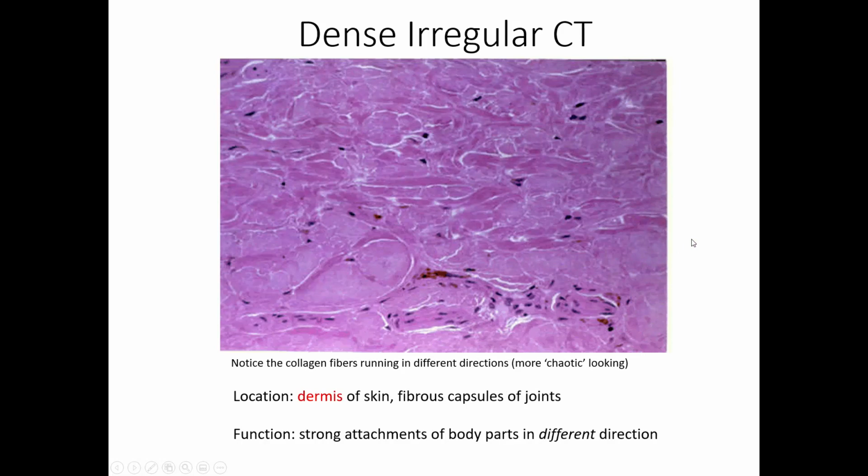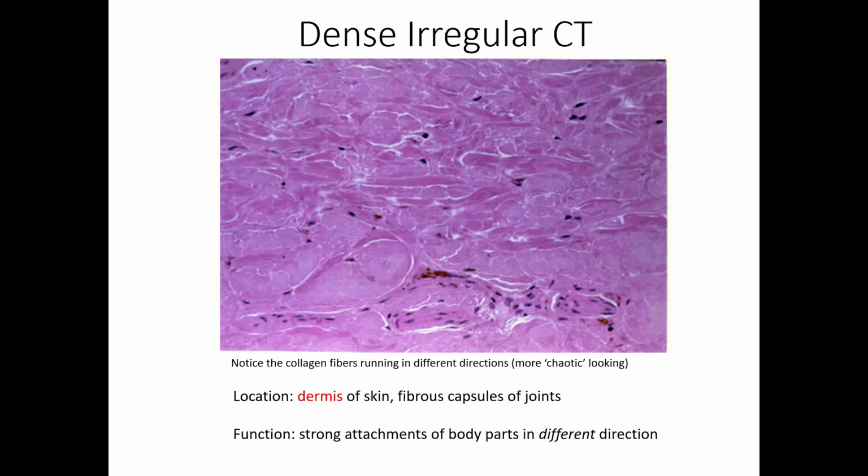Dense irregular connective tissue. This is also full of collagen, right? So the pink stuff is still collagen fibers, but now we don't have that nice symmetry. This is more, quote-unquote, chaotic looking. These collagen bundles are just running in every which way, every direction possible. Why are we doing it that way? Because collagen fibers in dense irregular connective tissue are good as strong attachments for body parts, but now we're doing that in different directions.